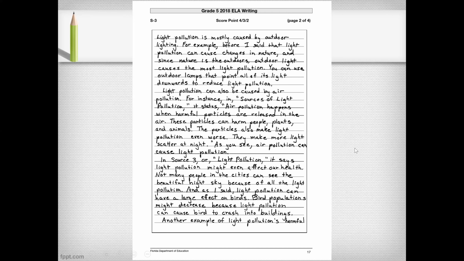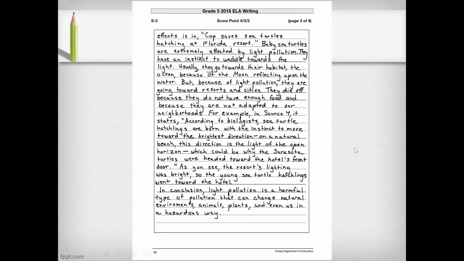Another example of light pollution's harmful effects is in Cop Saves Sea Turtles Hatching at Florida Resort. Baby sea turtles are extremely affected by light pollution. They have an instinct to waddle towards the light. Usually they go towards their habitat, the ocean, because of the moon reflecting upon the water. But because of light pollution, they are going toward resorts and cities. They die off because they do not have enough food and because they are not adapted to our neighborhoods.